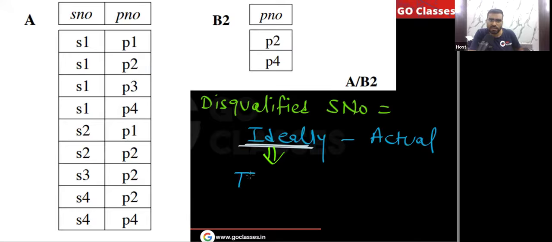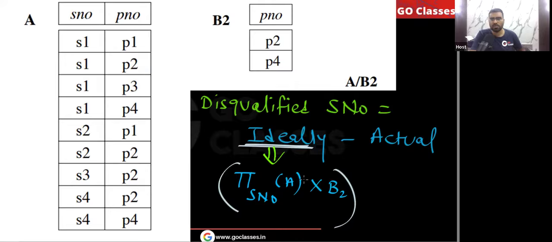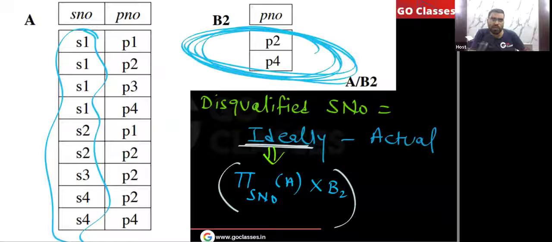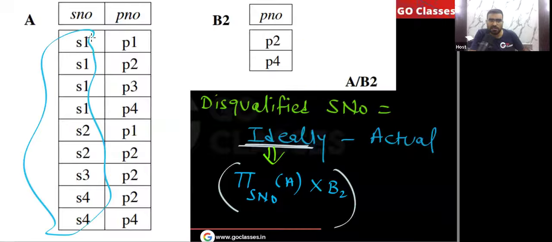It's like this. You take S numbers from the table A, and they should pair with every B2 value. So cross with B2. Is this ideal or not? Please tell me. Ideally, these S numbers should pair with every B2 value. Do you agree with me or not? So ideally, you find the S numbers and take the cross product with B2.